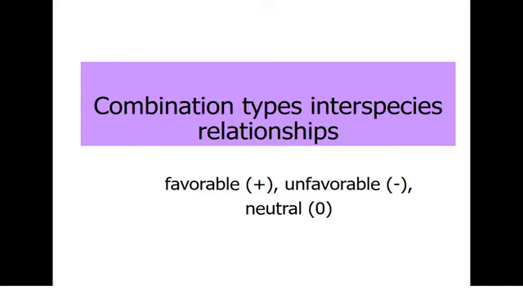The next is the combination of types of interspecies relationships. And here we can speak about three types: favorable, plus; unfavorable, minus; and a sign of neutral relationships.